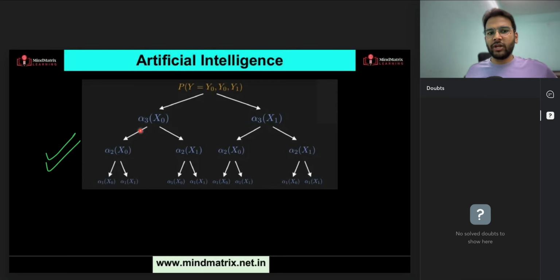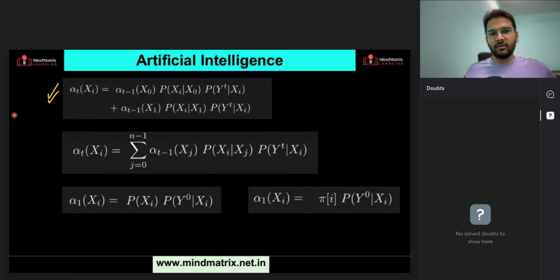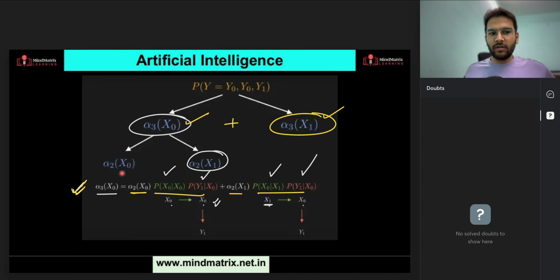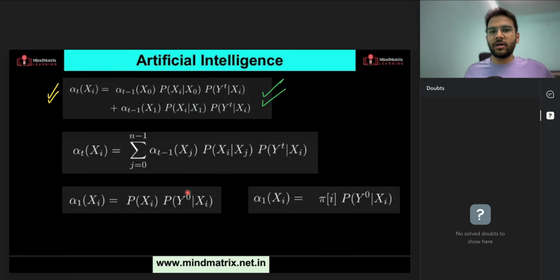Your t can be 3, 2, 1, whatever it is. So we can write like this statement. If you are thinking how we are getting this statement, this is nothing but this thing only. Alpha t of x0 is nothing but alpha t minus 1 of x0. So like this we have substituted here. So this is the generalized form.